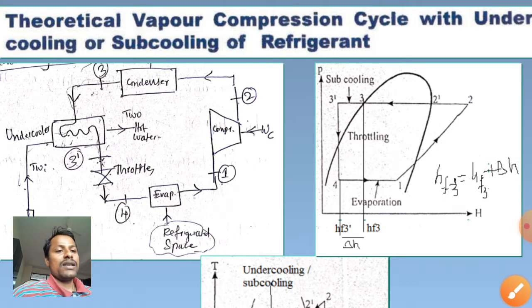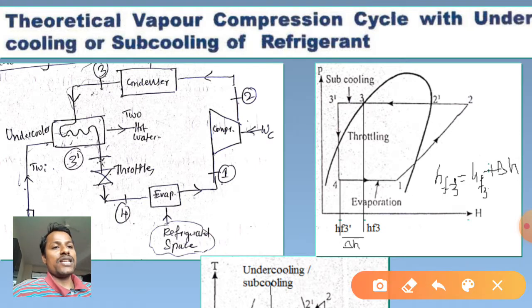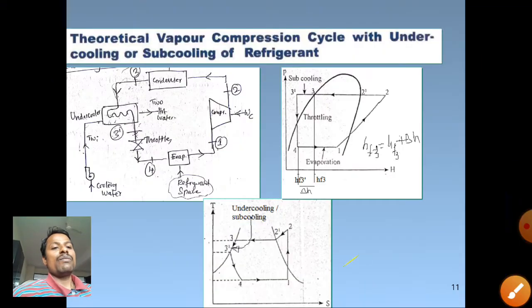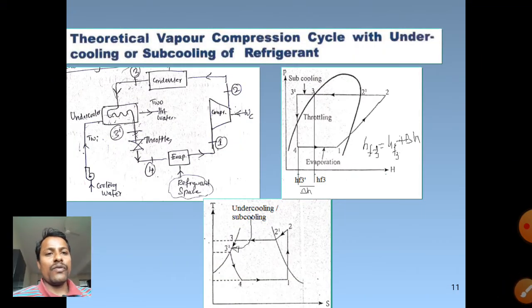Please remember this. Now here 3 to 3 dash is subcooling or undercooling. Now 3 dash is in the subcooled region on the vapor dome. 3 dash to 4 is an isenthalpic process, that is the throttling process. 4 to 1 is again evaporation. Then we can finally write HF3 dash is equal to HF3 plus delta H. So this is the equation that we have written. Please remember all these points and we will solve a problem. This is a very important concept for solving the numericals.